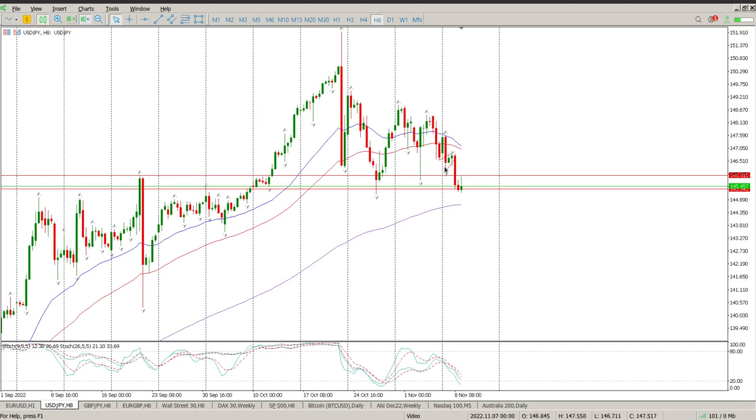Moving on to US dollar Japanese yen, similar situation. We had a flag that we looked at yesterday. We had the break of the flag, and both target areas were basically achieved. So what we're looking for now is a pullback onto structure.